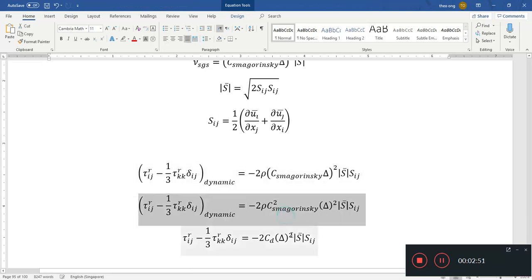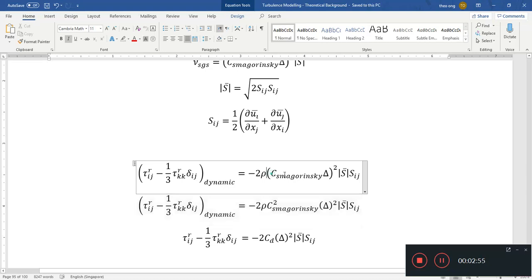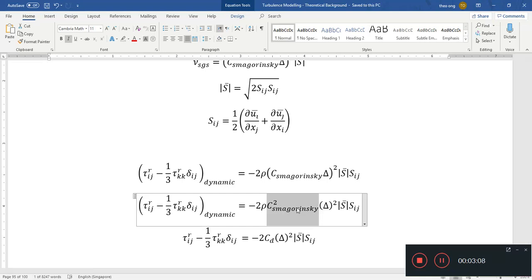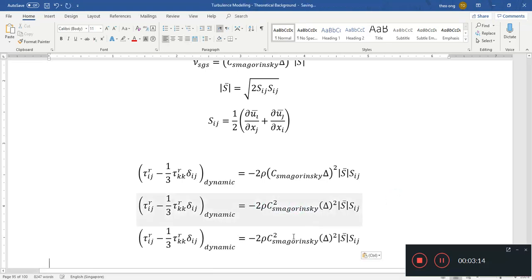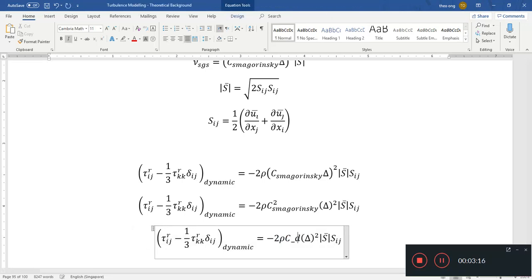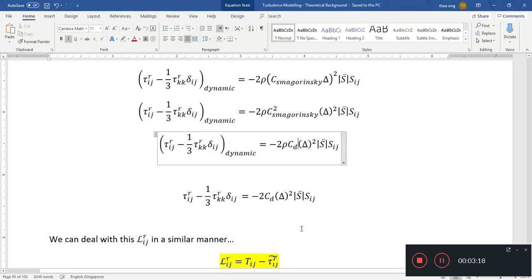We can bring the C_Smagorinsky out, and then you get C_Smagorinsky squared. In our model here, this constant is dynamic, which means it's always changing. We sometimes like to replace this by C_D, so this is what you will see in literature.